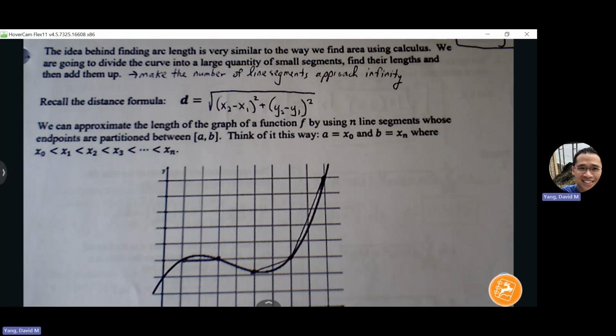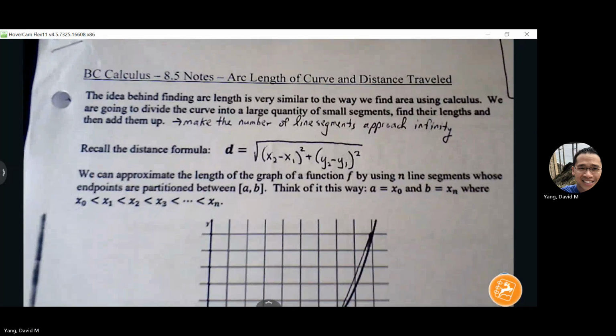Yeah, page 26 in your packet. So, this is our last section before we start our quiz review.